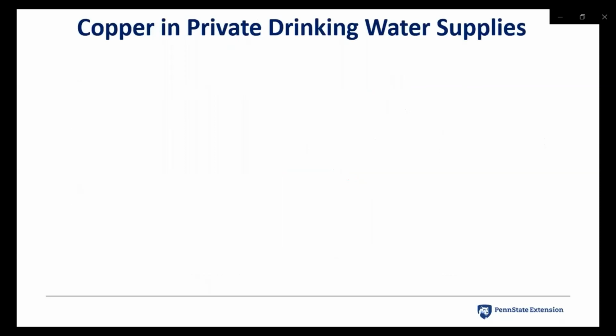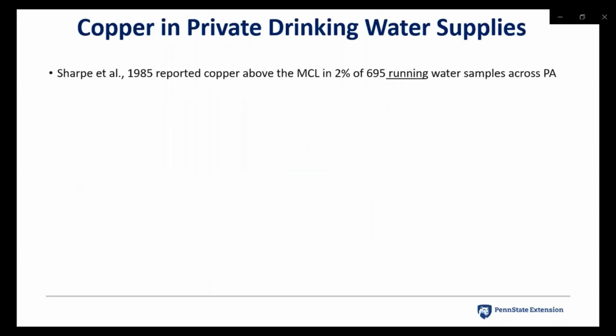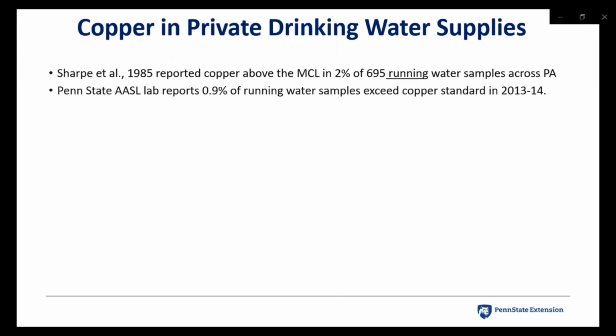Now, if we shift over to looking at copper and lead, first of all, copper, the one study that we had from the mid-'80s found that copper was above the MCL about 2% of the time in running water samples. So again, that's running water, that's water coming right out of the ground. Only about 2% had high copper when we looked at about 700 water supplies. Now, the Penn State Ag Analytical Services Lab has a very large data set, which they've been compiling since the early 2000s. They find that about 1% of the running water samples actually exceed the copper standard.